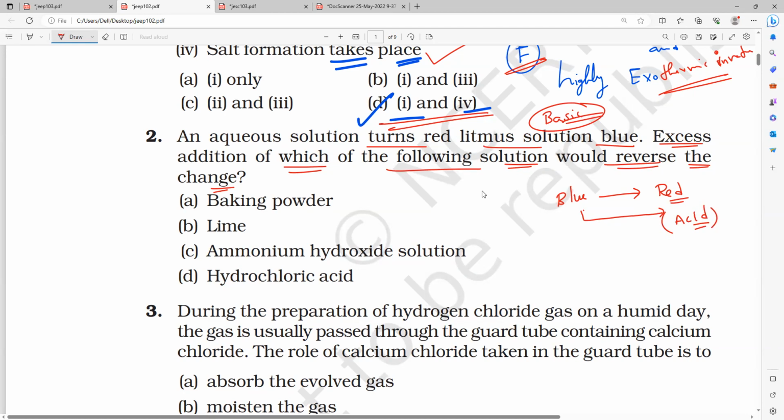So what do we have to add? Check it. Baking powder. What is the baking powder formula? Is baking powder basic in nature or not? It is basic. Lime is also basic. Ammonium hydroxide is also basic in nature. So the one and only acidic one is hydrochloric acid. So what is the answer? Hydrochloric acid.